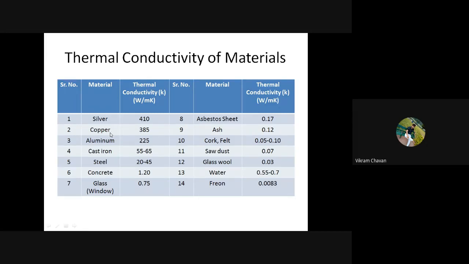Nowadays kitchen pots are made up of copper, and in the ancient era also, people used copper pots. So the answer for all these things is nothing but its thermal conductivity.